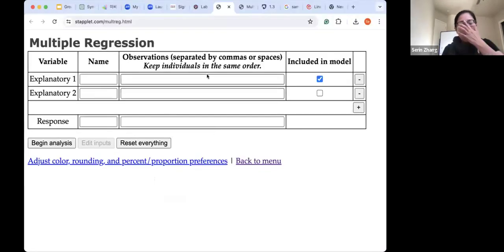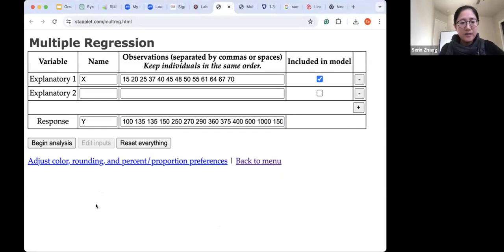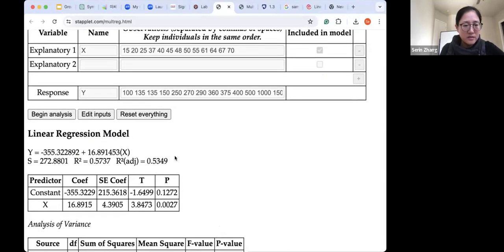So this is the applet you can use during the exam. For the explanatory variable, just put X. X is the age, but just put X. And you can copy and paste from the column in Excel. Paste like this. And the response, Y, is the medical expenses. Like this, and just begin analysis, right?